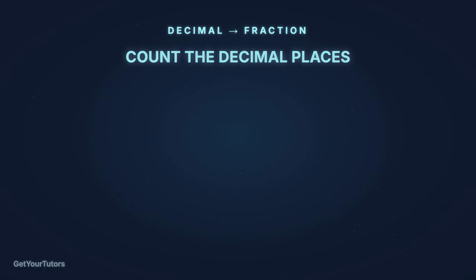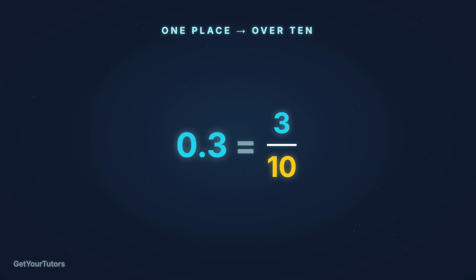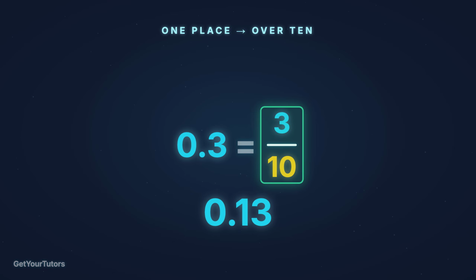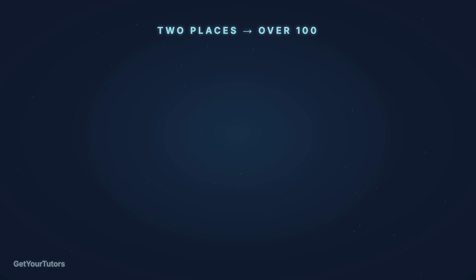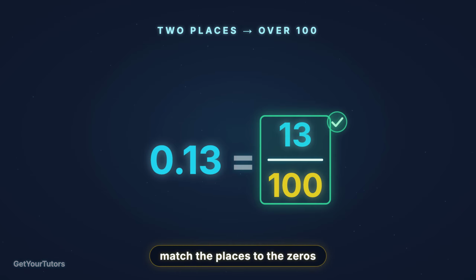To convert a decimal into a fraction, look at the decimal places. 1 decimal place means you put the number over 10. 0.3 becomes 3 over 10. 2 decimal places means you put the number over 100. 0.13 transforms into 13 over 100. You just match the number of decimal places to the 0 count.